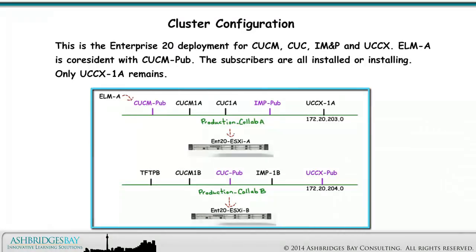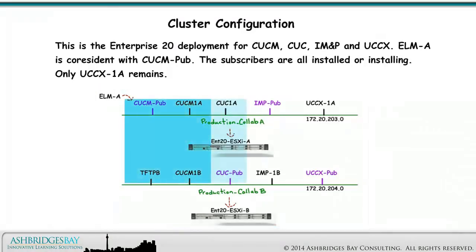This is the Enterprise 20 deployment for CUCM, CUC, IM&P, and UCCX. ELM-A is co-resident with CUCM pub. The subscribers are all installed or installing. Only UCCX 1A remains.